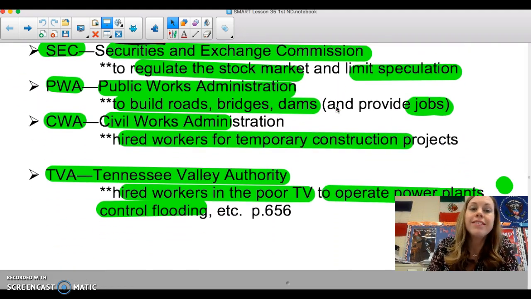All right, the SEC, Securities and Exchange Commission, they regulate the stock market and they limit speculation. So the SEC is in place because remember, we had people buying on margin, people speculating in the market prior to the Great Depression. This is going to basically put an end to that. And now if you buy a stock, you pay the whole price for it, which is how it should be.